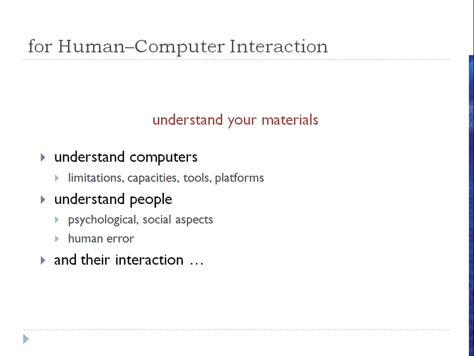After that, for human-computer interaction, we must understand the material. What is the meaning of material in here? The system material is understanding the computer, the system that we will use. The second is understanding the people, the user that will interact with the system, and also the interaction itself. So there are three that you must concern: the computer, the people, and the interaction.